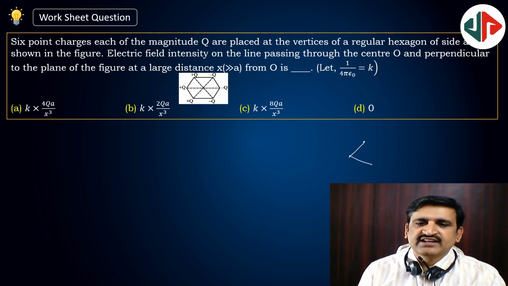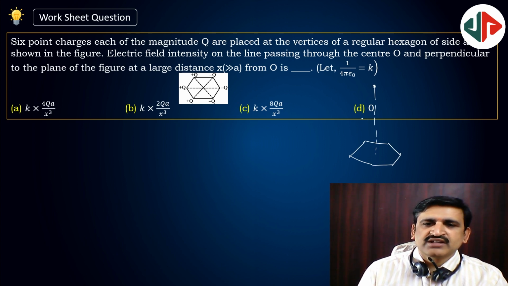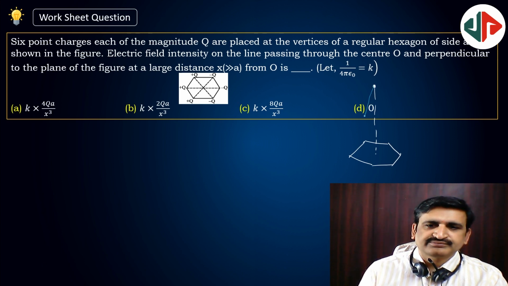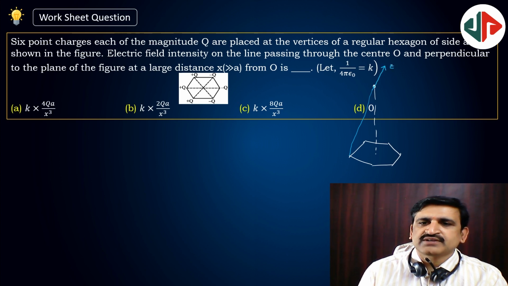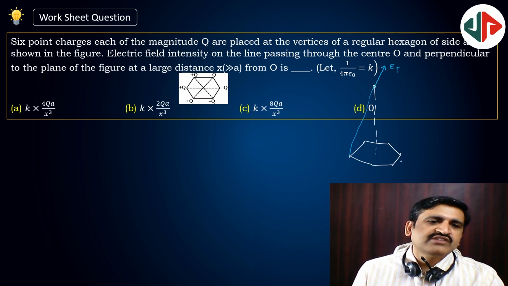Actually it is like this. Whatever that hexagon he is asking here, the field will be at a large distance. Suppose one positive charge 1, if you observe, that positive charge 1 will have a field like this. This is positive 1, E plus. And at a long distance there is an opposite one, we have a negative one.